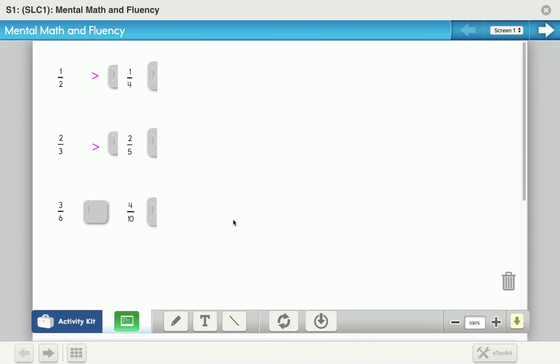And then for this one, the numerators are not the same, the denominators are not the same. So we could look at a benchmark. We could compare them to a half. So if you look at the two fractions, half of 6 is 3, so this one is exactly 1/2. And half of 10 is 5, so this is just a little less than half. So 3/6 would be greater than 4/10.